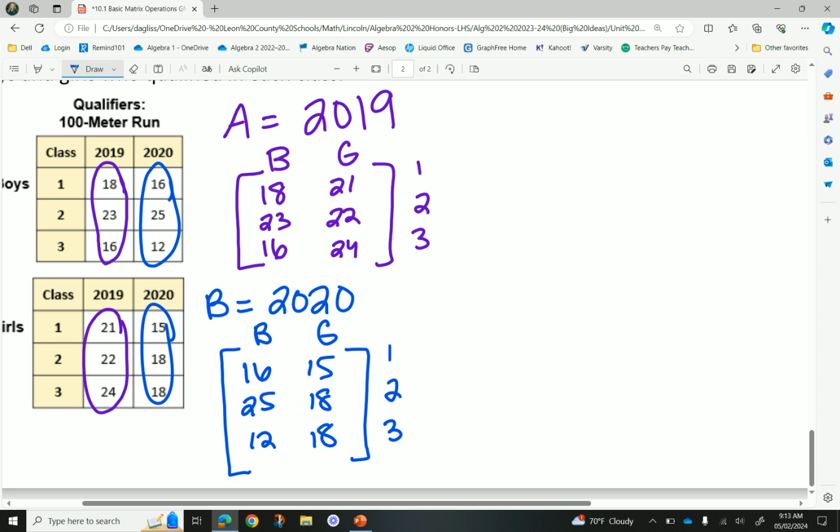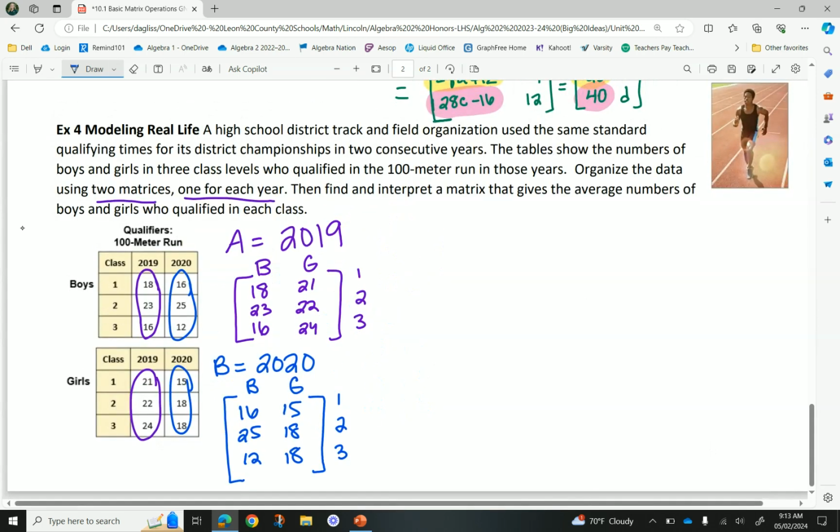number of boys and girls who qualified in each year. Okay, so how do we find the average of something? You add them and divide by how many you got, right? So for this one, yes, we're going to add A and B. We're going to matrix A, add them together. And in the world of matrices, we don't divide. We don't divide by numbers. We don't divide by matrices. It's not a thing. Okay, so what can I do instead of dividing by 2? Use a scalar multiplication of 1/2.